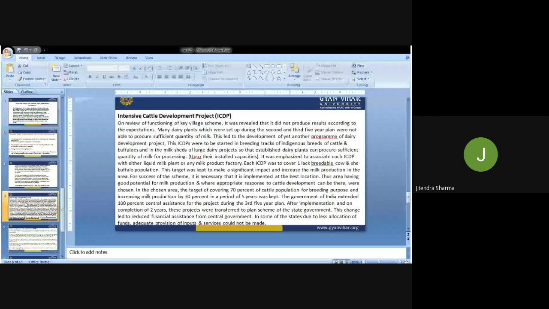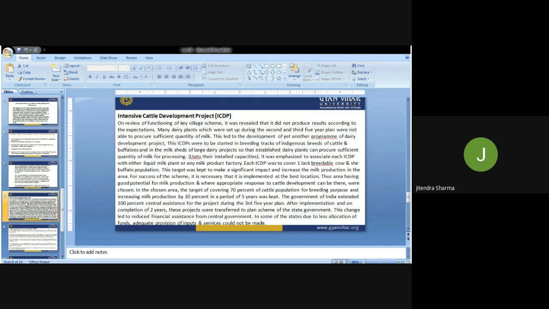For success of the scheme, it is necessary that it is implemented at the best location. Thus, areas having good potential for milk production and an appropriate response to cattle development were chosen. In the chosen area, the target of covering 70% of the cattle population for breeding purposes and increasing milk production by 30% in 5 years was kept. The Government of India extended 100% central assistance for the project during the third 5-year plan.